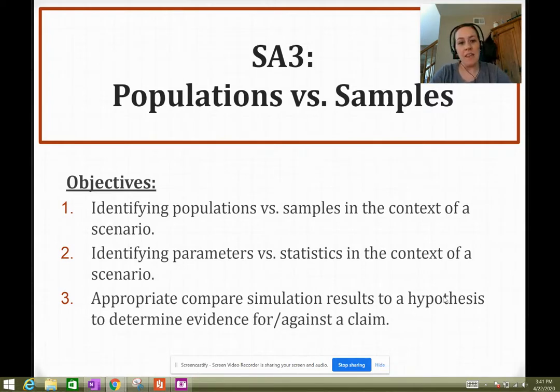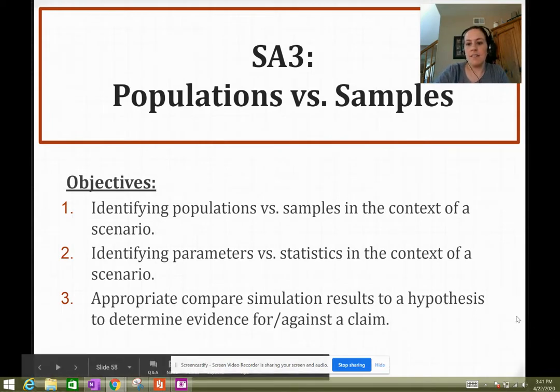All right, we have three key objectives today: identifying populations versus samples in the context of a scenario, identifying parameters versus statistics in the context of a scenario, and comparing simulation results to a hypothesis to determine evidence for or against a claim.